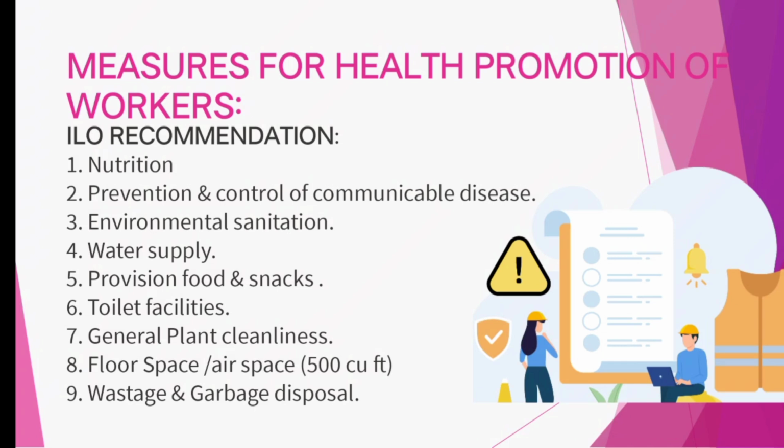control the communicable diseases. Environmental sanitation should be maintained, water supply should be there, provision of food and snacks should be there, that is provision of canteens, toilet facilities should be there separately for male and female, general plant cleanliness should be maintained, floor space and air space, that is for each individual there should be at least 500 cubic feet. Waste and garbage disposal, that is, the waste should have proper treatment and proper disposal of the garbage should be maintained. So these all are the ILO recommendations, and these criteria have to be followed by each and every institution to safeguard the physical health and also the mental health of the person.